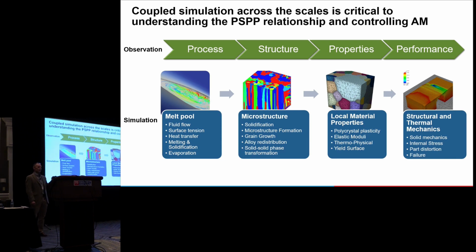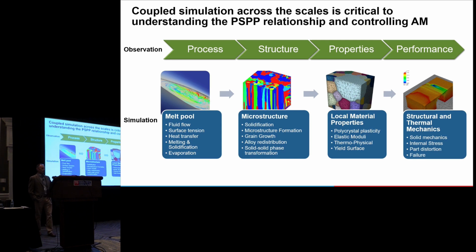At each of those stages, the process, structure, properties, and performance, we have various codes that have been put together over the years both in industry, commercial tools, and at the labs to do different parts of this. Fluid flow, surface tension, heat transfer, all of those things are directly modeled. We can simulate those things from the process side. We've got a variety of codes and methods, phase field, cellular automata, to do grain growth and the microstructure formation.